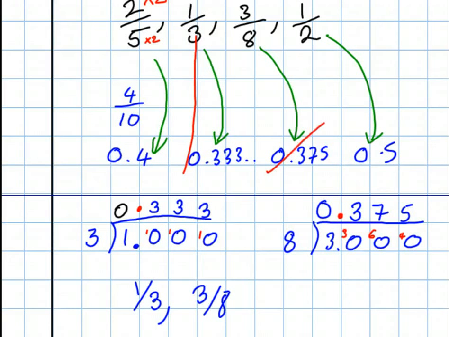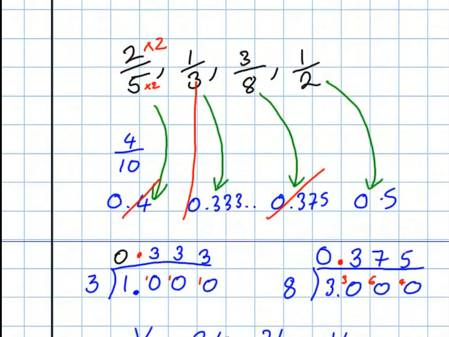Which of the two goes next? Well, 0.4 is smaller than 0.5. So we write 2/5. And of course, that means that the only one left must be the largest. A half.